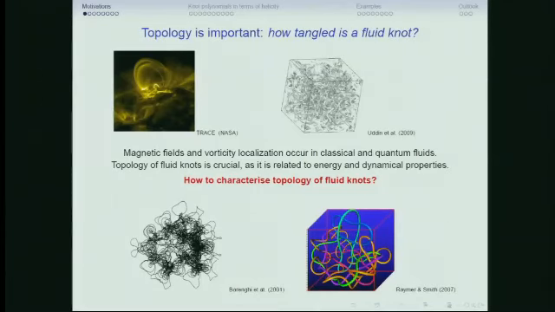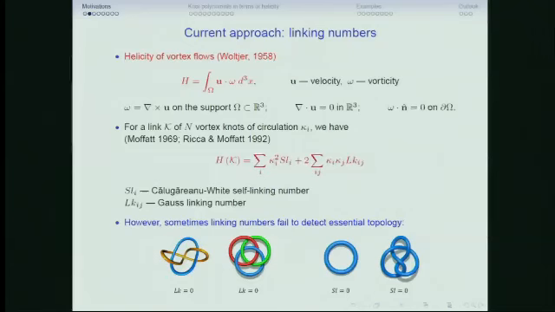So we need to determine how tangled a fluid knot is. That means to determine the topology of fluid knots. This is essential, it's very crucial, because topology is related to energy and other dynamical properties of the system. So how to characterize fluid knot topology? Our current approach for this job is linking numbers.